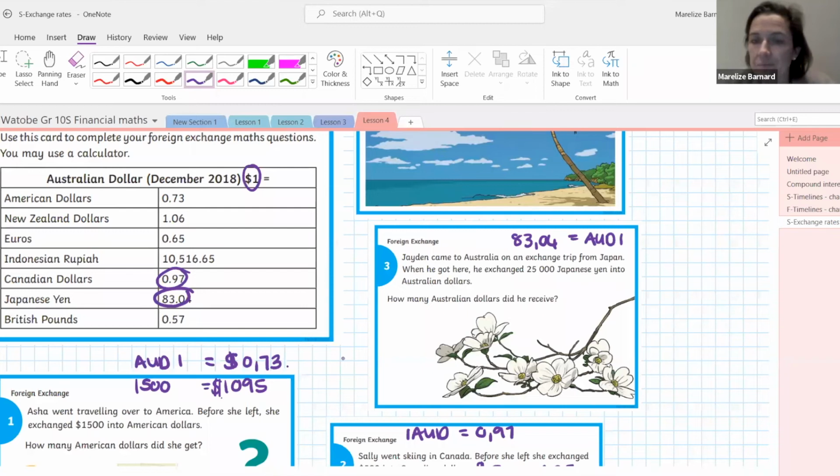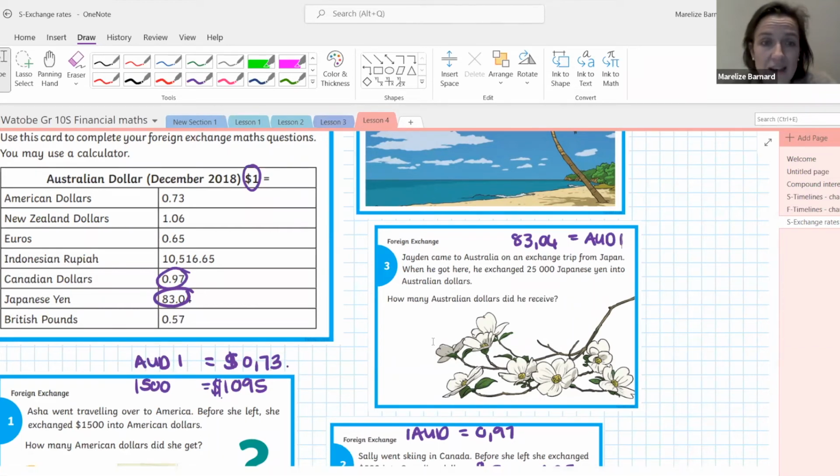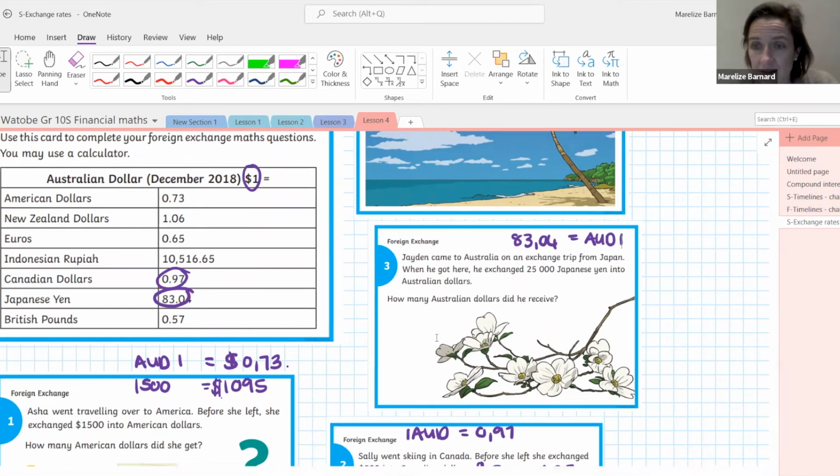Be careful here, guys. 25,000 Japanese yen into Australian dollars. So for you to get 1 Australian dollar, you need to give 83 yen. Yeah. So we're not changing Australian dollars to yen. We are changing yen to Australian dollars. So if you have to pay 83.04 yen for $1, we can't be timesing. That's better.